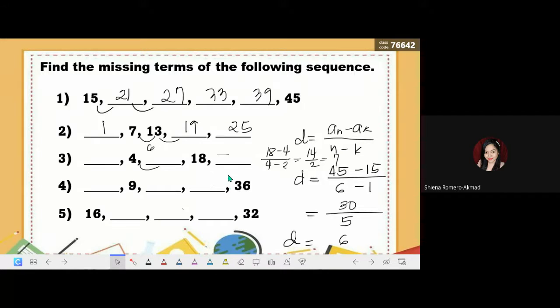Okay. So, 7. Plus 7, this will be 11. Plus 7 is 18. Plus 7 is 25. So, this will be negative. So, pakisagot po yung 4 at 5. Kailangan makita ko sa in-call messages.